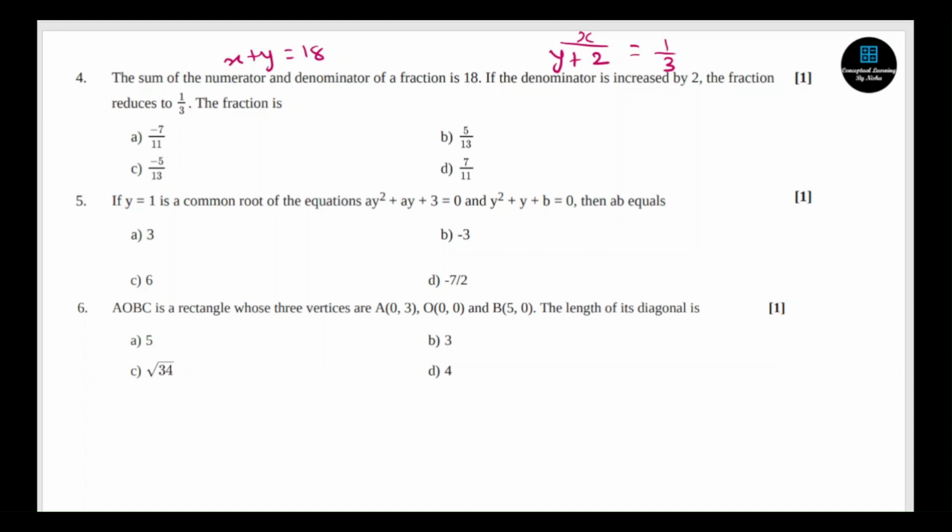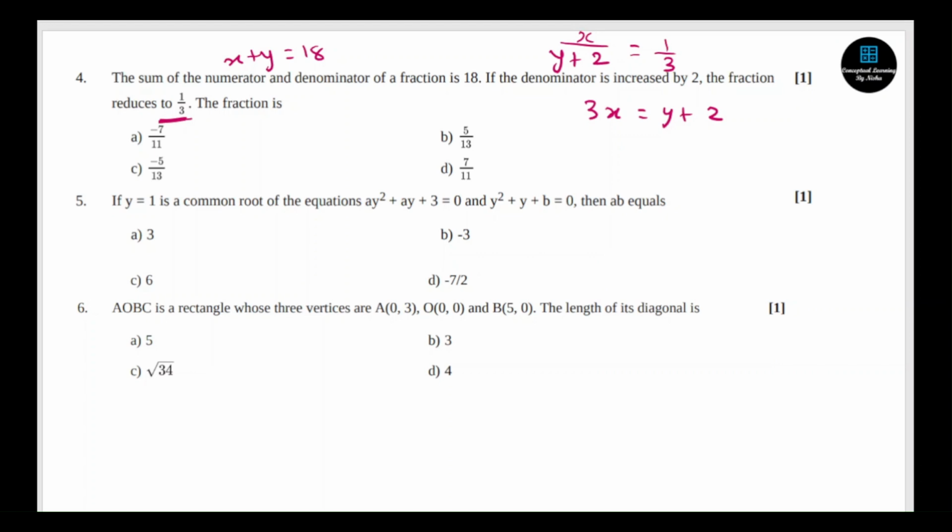See, remember the two words, 'increased' and 'reduces'. Here it is 2, meaning the final fraction is 1/3. If it is 'reduces by', then you have to subtract, remember this. Now when you simplify this, you will get 3x equals y plus 2, correct? And now if you substitute this value and simplify, you will get your answer, right?